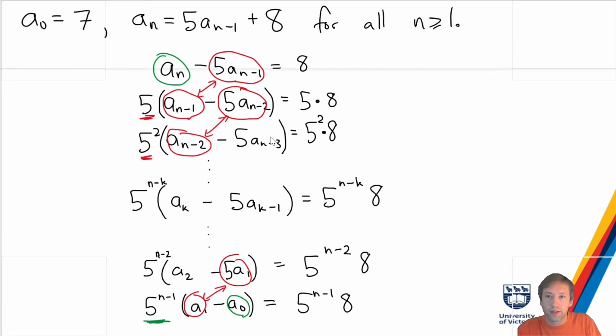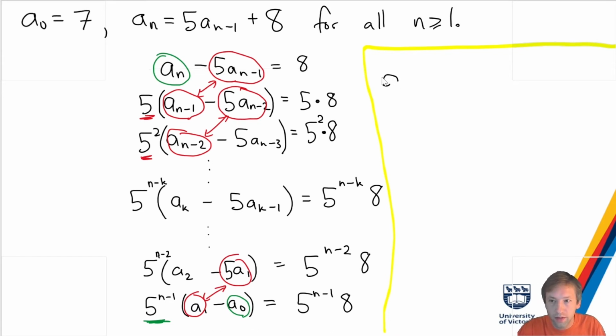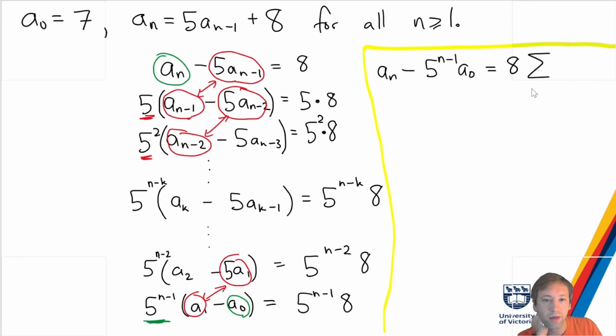So let's do this over here. So an, you've got to think about what's going on here, but it's going to be a_n minus 5 to the n minus 1 a0, I think. Yep. Equals 8 times the sum from k equals 0 to n minus 1 of 5 to the k.